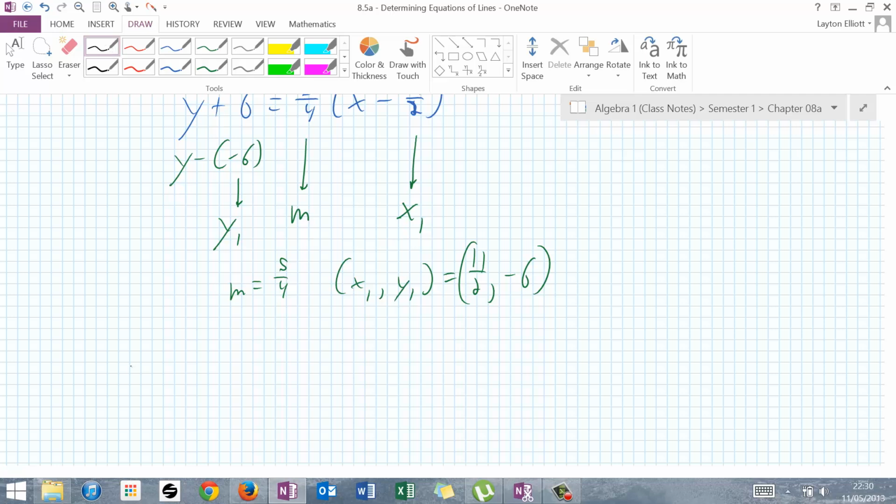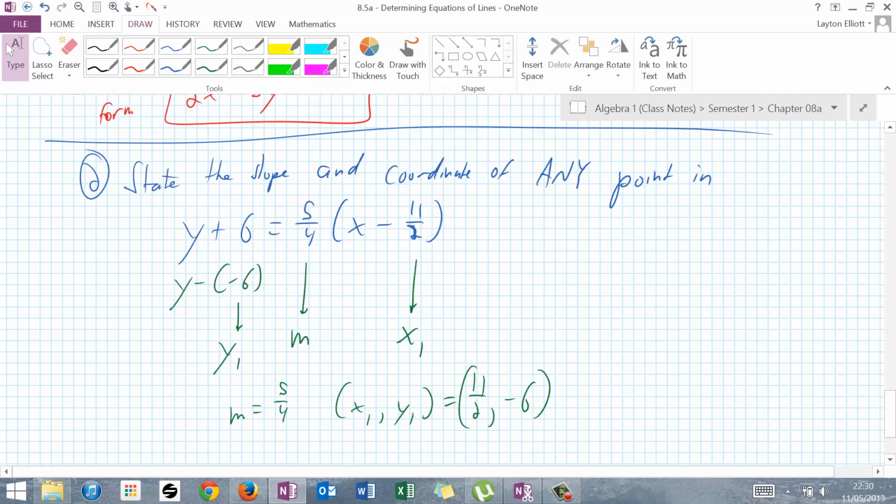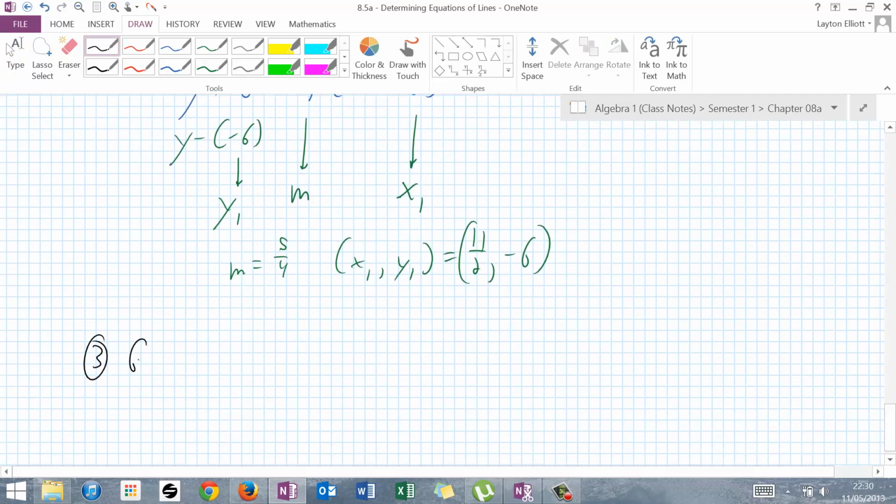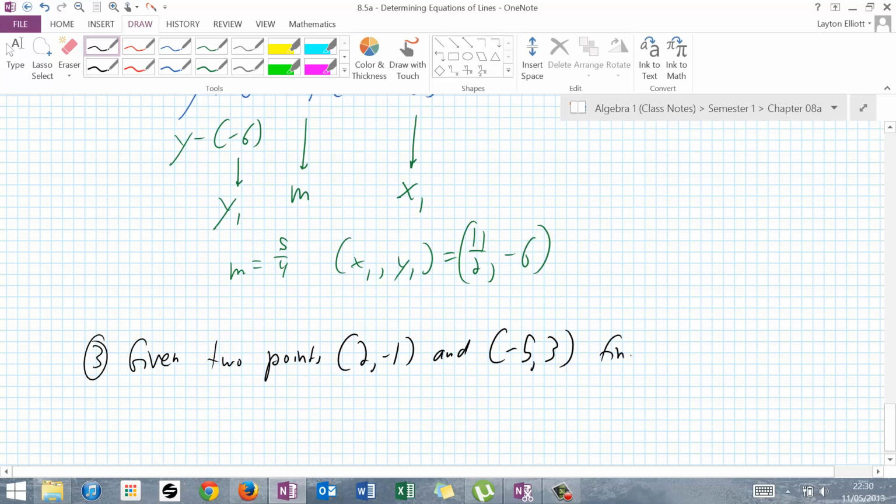Okay, next one. Number 3. Given 2 points, 2, -1, and -5, 3. Find the equation of the line in standard form.